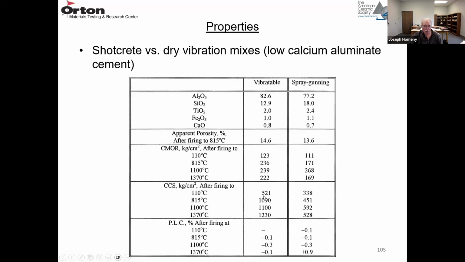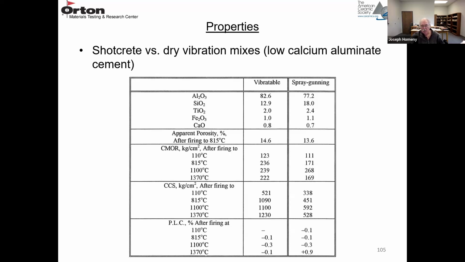So these dry vibratables are usually used to line induction type furnaces, and they're cured when you heat up the furnace, and that's when the sintering takes place. And because of the lack of cement and the lack of water, you're going to form denser materials and they're going to be stronger. So that's what I have on monolithic materials.